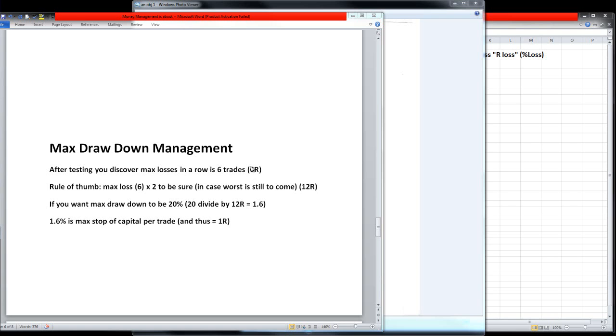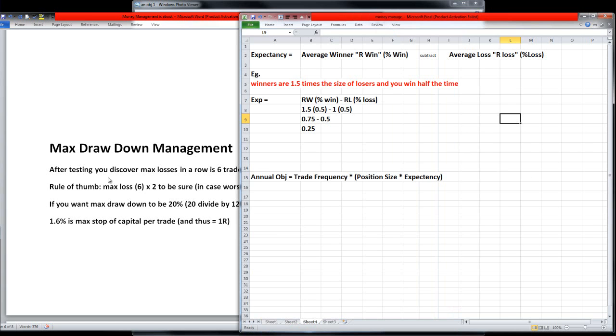So you shouldn't really lose 6 times what you're prepared to risk, or 6R. As a rule of thumb, we take our maximum losses times 2, just to be sure. We want to cover our worst case scenarios. We never want to operate from a best case scenario. We want to operate from a worst case scenario. So based on pure fact, the last 12 months we had 6 losing trades in a row. We've doubled it, and now we shouldn't ever get more than a 12R loss, or 12 losing trades in a row. So that's what I was talking about before.